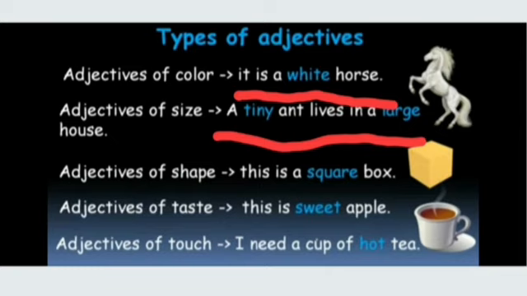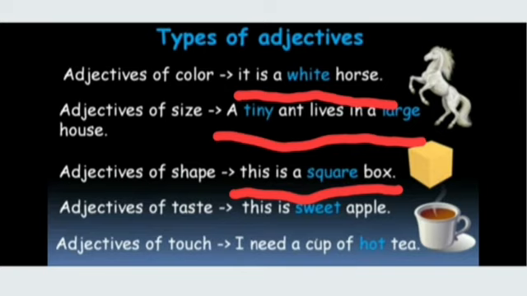And the second one. A tiny ant lives in a large house. Yes, a tiny ant lives in a large house. Yes, so this is the adjectives of size. Okay, tiny. Tiny means small and large means big. Yes, so these two are adjectives of size. Okay, again, adjectives of shape. This is a square box. Every side remains equal. Yes, so this is a square box. Square is the adjective of shape.